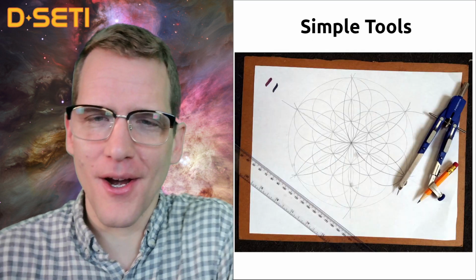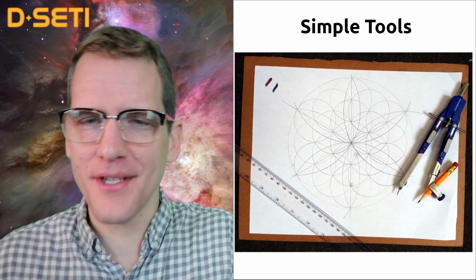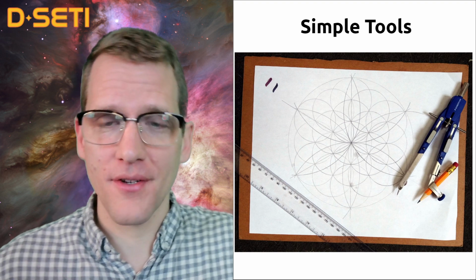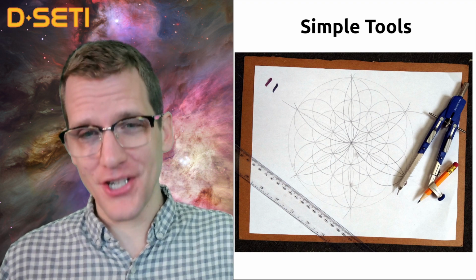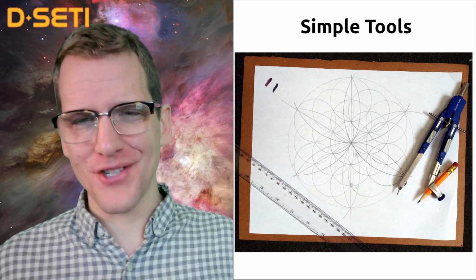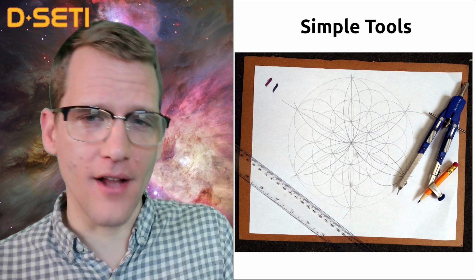So what are we talking about here? Ruler and compass method of geometry. This is a very simple and ancient mode of working with geometry. This is the foundation for all of our math.